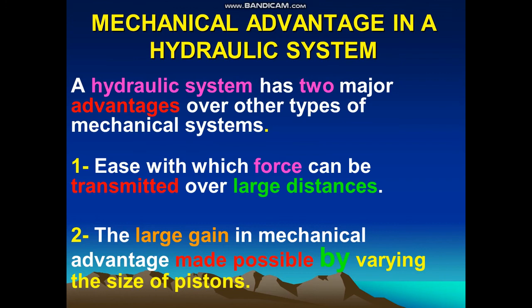Mechanical advantage in a hydraulic system. A hydraulic system has two major advantages over other types of mechanical systems. The first one, the ease with which force can be transmitted over large distances. The second advantage, the large gain in mechanical advantage made possible by varying the size of the pistons.